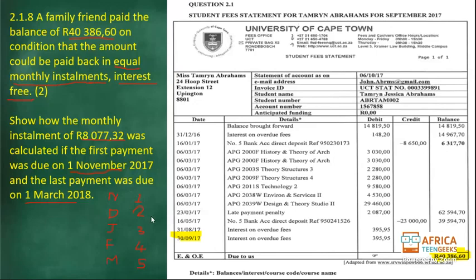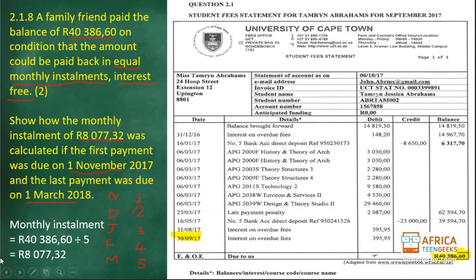Yes, Limondre is correct. That is exactly how we worked it out. To work out the monthly installment, it is 40,386 rand 60 cents divided by 5. So this money was divided by 5 because it was split over 5 months. There were equal payments in those 5 months. And that is how we worked out to get the 8,077 rand 32 cents. If you do it like this, you will get your full 2 marks. Thank you, Limondre.